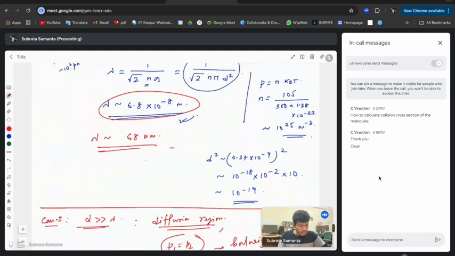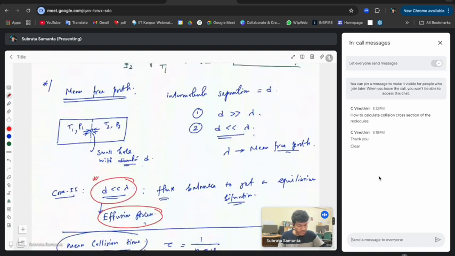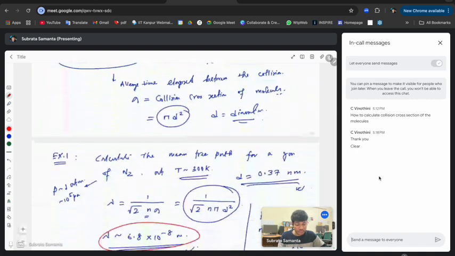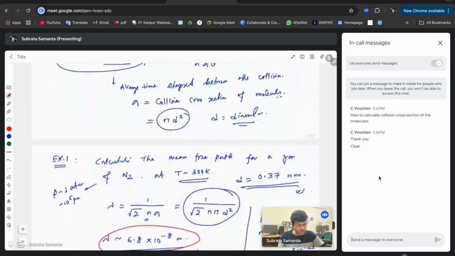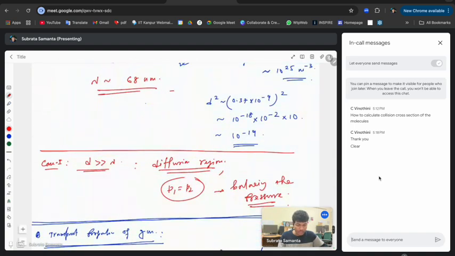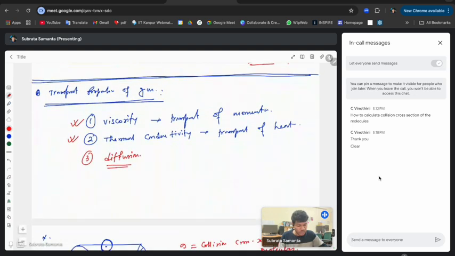Here I am considering the flux and mean free path, that are the flux balance to get an equilibrium situation. These are not transport properties, but effusion. So this is an effusion process. But in the case where d is much greater than lambda, the mean free path, particles transfer from one side to another side. So we need to balance the pressures in order to reach equilibrium. So this is basically a transport property. The diffusion is a transport of particles.